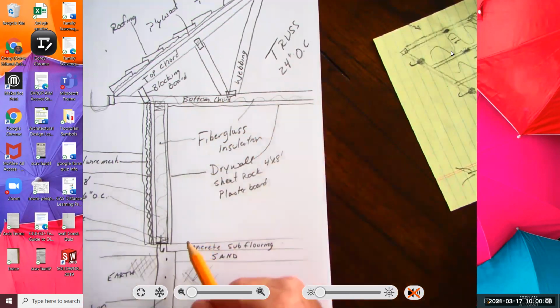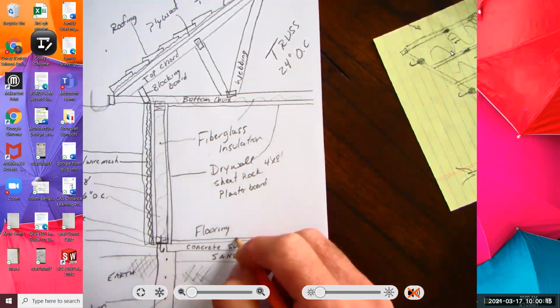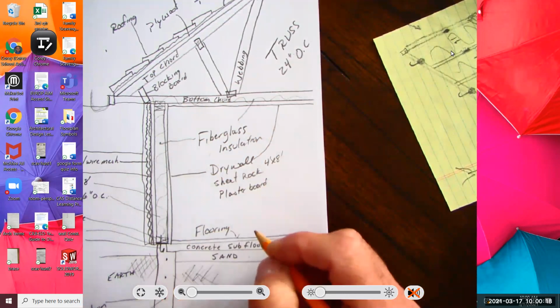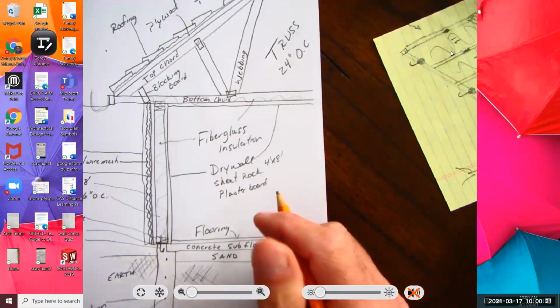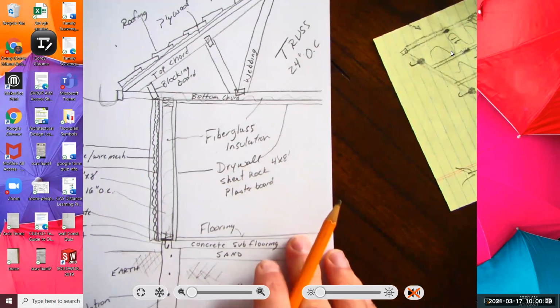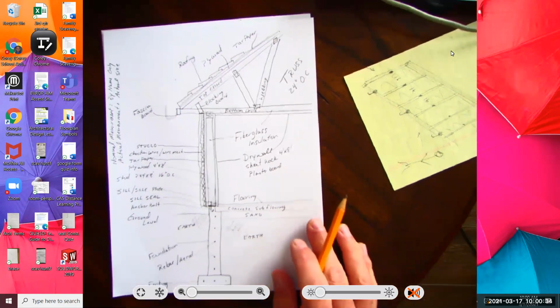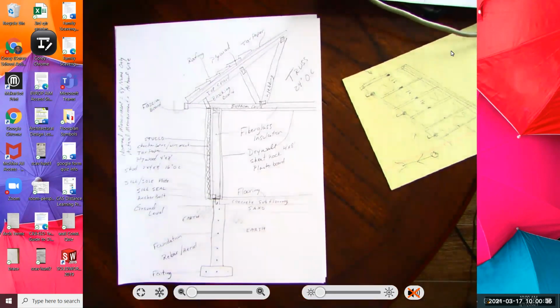And then we've got our subflooring here, so now we're going to put on the flooring. That could be carpeting, it could be tiles, it could be hardwood. That's typically the last thing that goes on so that it doesn't get messed up by everything else. And that is the construction, the cross section construction notes for your assignment.